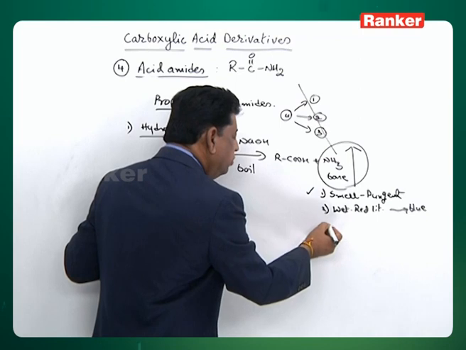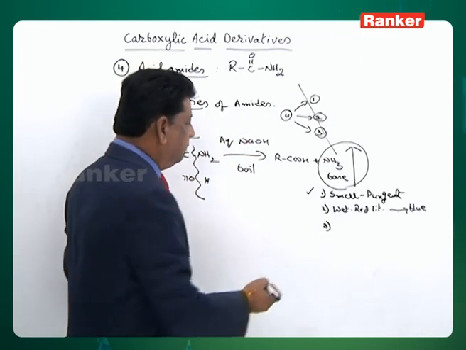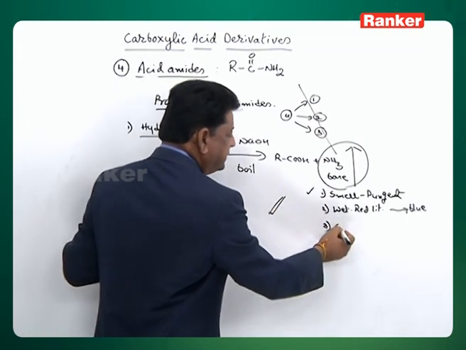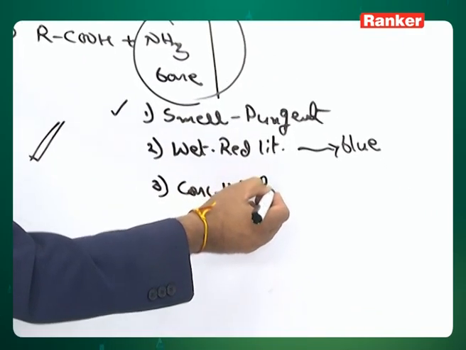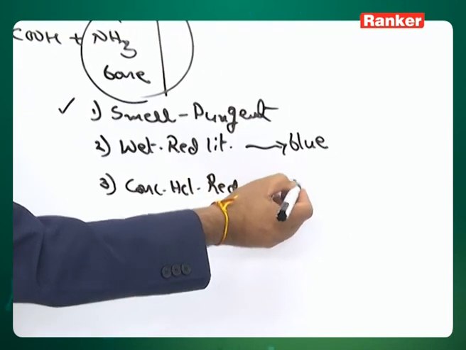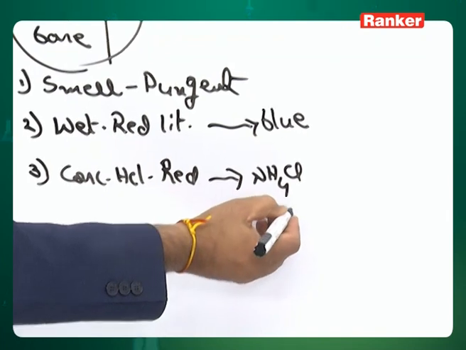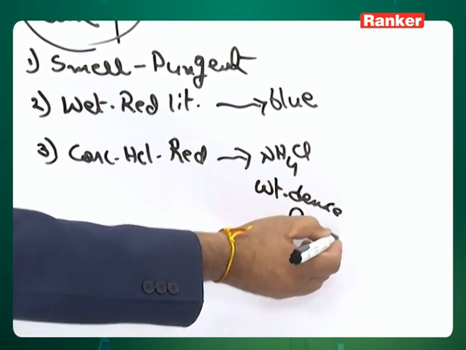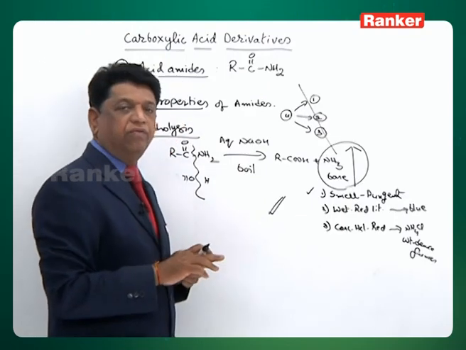You can also go for another test called the ammonia smell test. When it is coming, you expose a rod dipped in concentrated HCl. When the concentrated HCl dipped rod is exposed to the fumes of ammonia, white dense ammonium chloride will be formed. There will be white dense fumes. So, you will be getting huge amounts of white dense fumes formed.